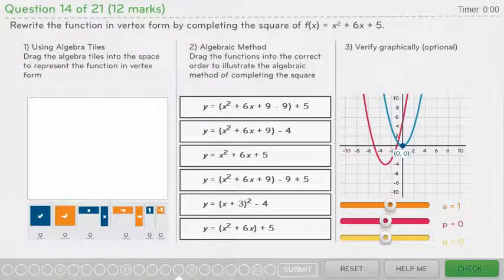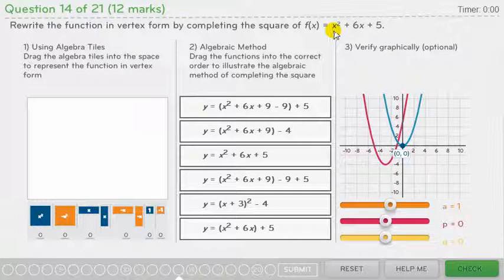In this question, we need to rewrite the function f of x equal to x squared plus 6x plus 5 in vertex form by completing the square. We'll do so by using algebra tiles, by using the algebraic method, and finally by verifying graphically. So let's start with the algebra tiles.